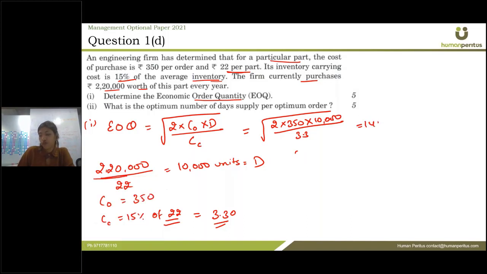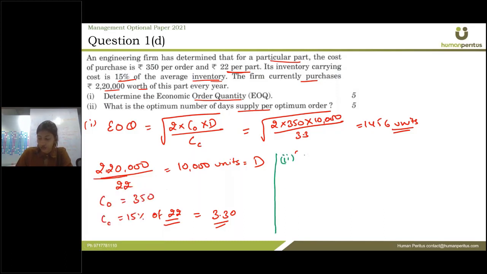EOQ will be 1456 units. Okay. Now, what is the optimum number of days supply per optimum order? Meaning, how many days, what is the gap between the days in which you have to make the order? So first of all, for this we have to calculate the number of orders.